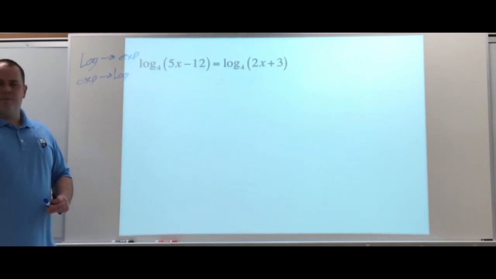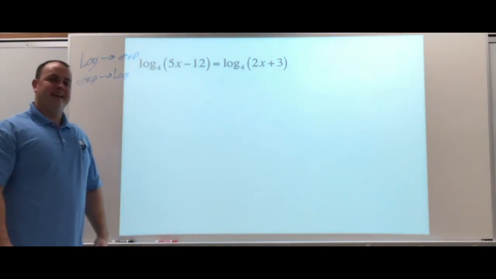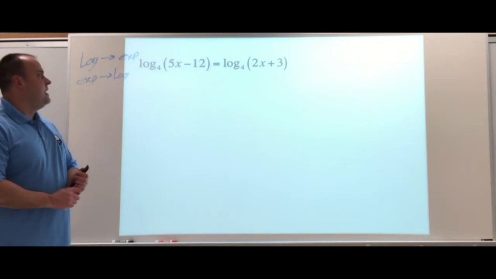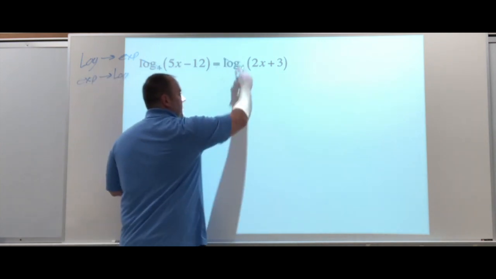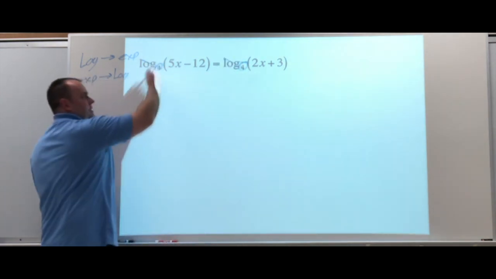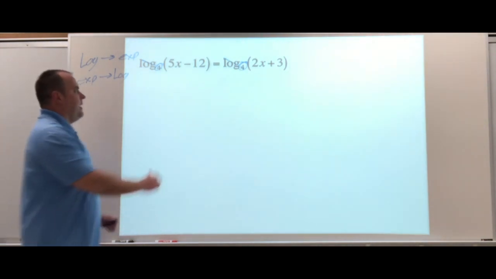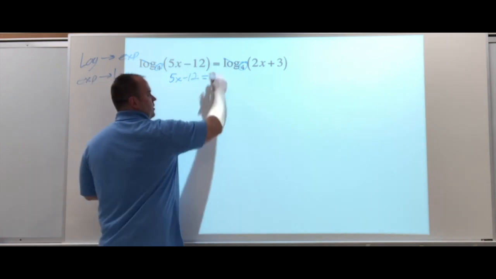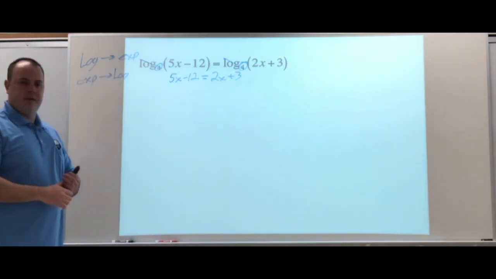Now, if you get a problem that has logs on both sides of the equal sign, log base 4, log base 4, since they're the same base, this actually simplifies pretty nicely. Those logs are going to cancel each other out, but it's only because the bases are the same. Same bases can cancel each other out. 5x minus 12 equals 2x plus 3. And now it's the basic solving again.